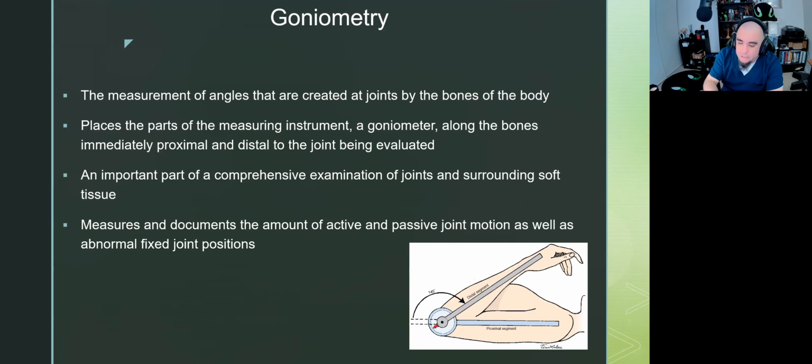And if you remember back, I said primarily when we're doing goniometry, we're going to measure the active range of motion. The only real time that we truly take a passive range of motion is if the patient can't perform active. So if the patient has the inability to do active range of motion, we may take a passive range of motion of that patient just so that we get some range of motion measurements.